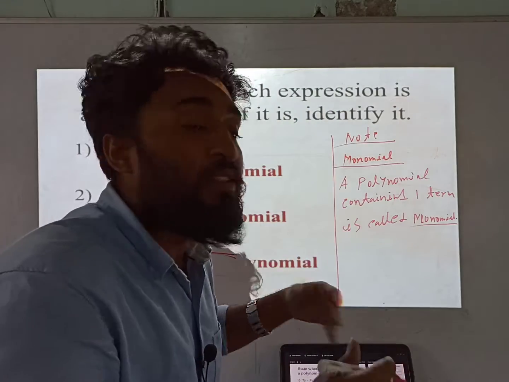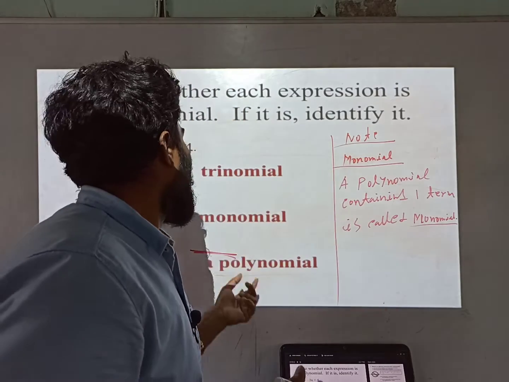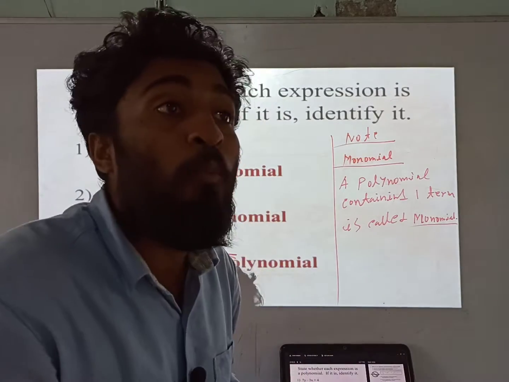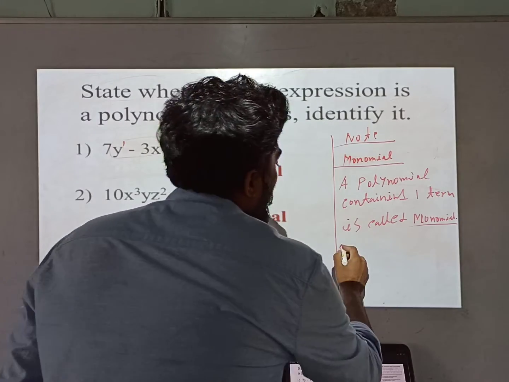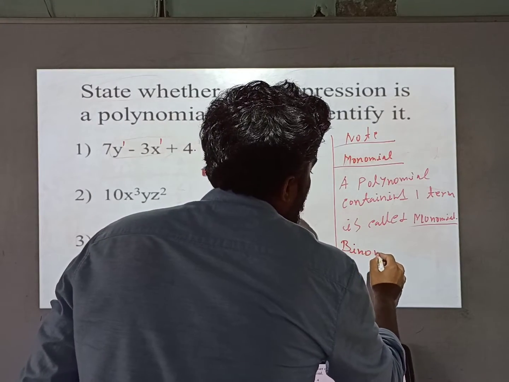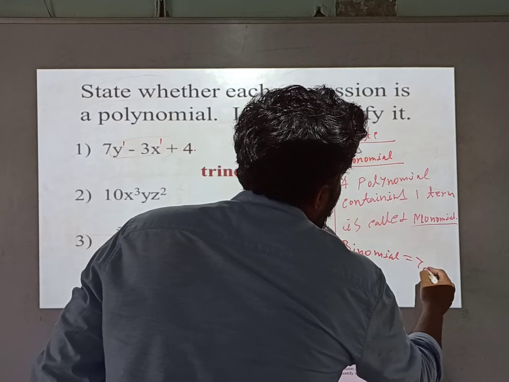So, and this is monomial. After that, binomial. Bi means 2. Binomial means 2. Binomial means containing two terms.